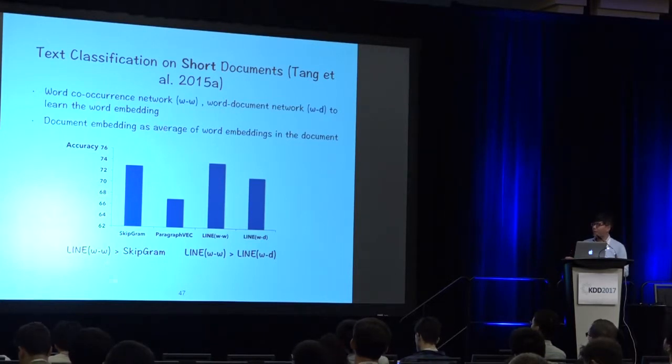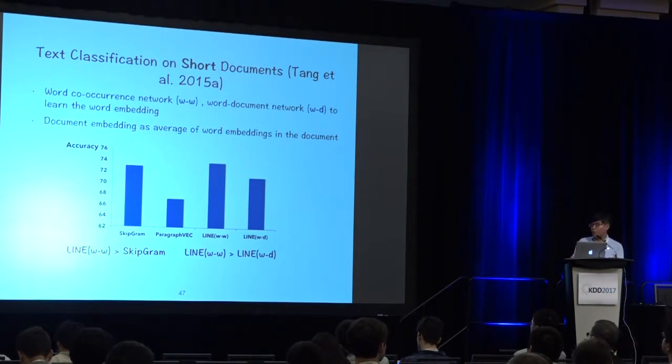And we also have the results of text classification on short documents. The result is the opposite, but interesting: we can see that on short documents, LINE with the word co-occurrence network can actually outperform LINE with the word document network. This is because on short documents, the document level word co-occurrence information is very sparse, right? So that's why it doesn't perform so well.